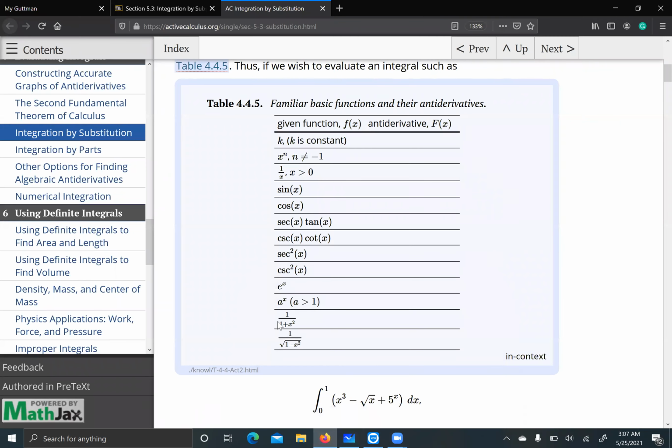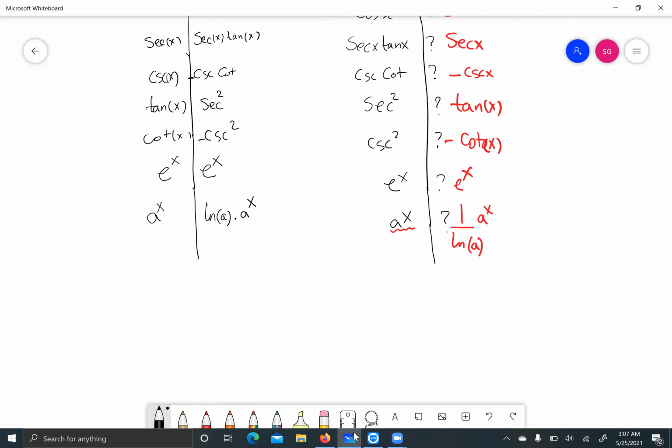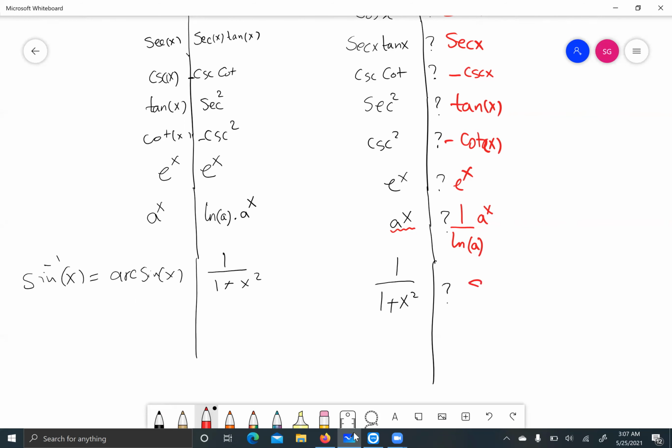1 over 1 plus x squared. The antiderivative is, so this is the derivative of arctangent. Do you remember arctangent, or tangent inverse, the inverse function of tangent? The derivative is 1 over 1 plus x squared, so the antiderivative is tangent inverse.